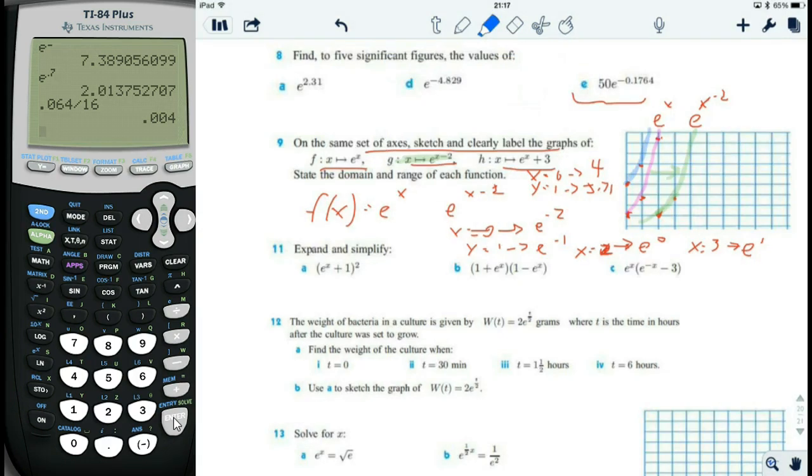And then you can see that what I'm going to get is the exponent function raised by 3. Okay? So when I do e to the x minus 2, it moves it over by 2. And when I do e to the x plus 3, it moves it up by 3.